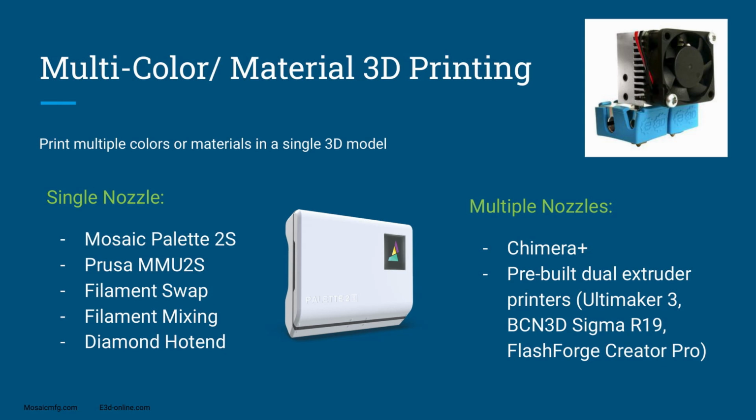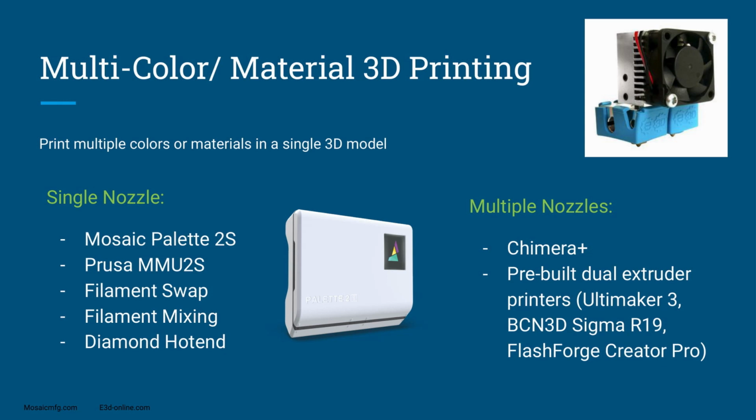So many of you may have seen multicolor or multi-material 3D prints. We can print multiple colors or materials in a single 3D model, and there are multiple ways to do this. You can do it with a single nozzle or with multiple nozzles. Nowadays, printing multicolor with single nozzles is becoming much more popular, as there are many good ways to do it compared to multiple nozzle options.